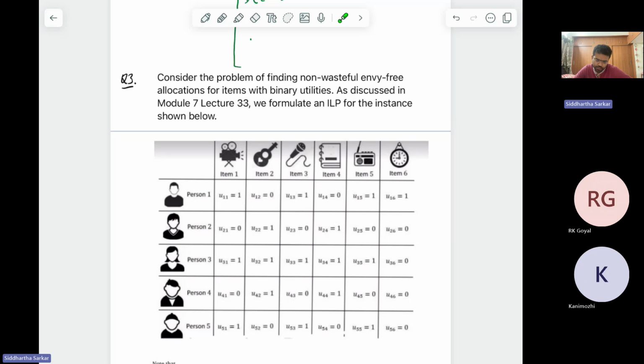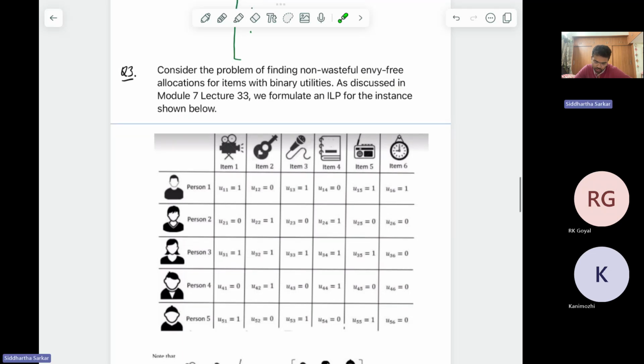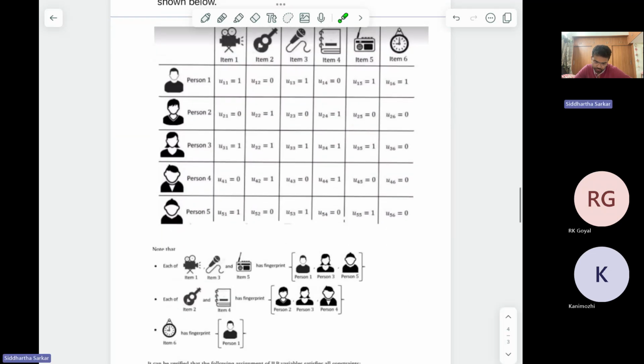So the problem is finding non-wasteful envy-free allocations for items with binary utilities, as discussed in this lecture. We formulate an ILP for this instance shown below. Let's look at the ILP.